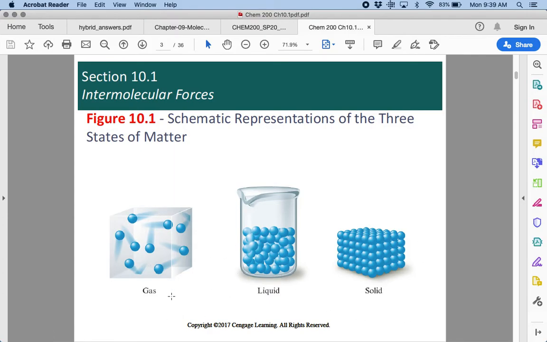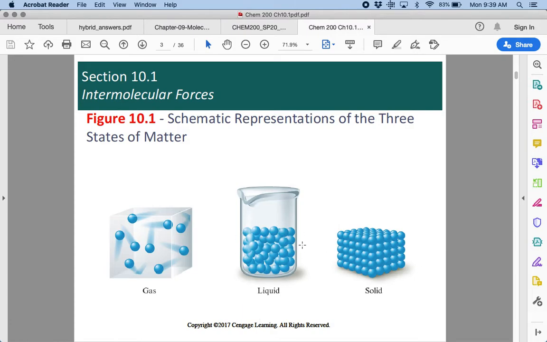We know that the molecules in gases, if I have a sample of argon gas, the individual argon atoms aren't having a whole lot of interaction with each other, right? They're all moving around. They bounce into each other, but they bounce off of each other.